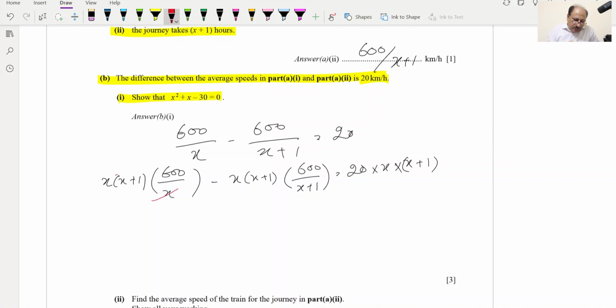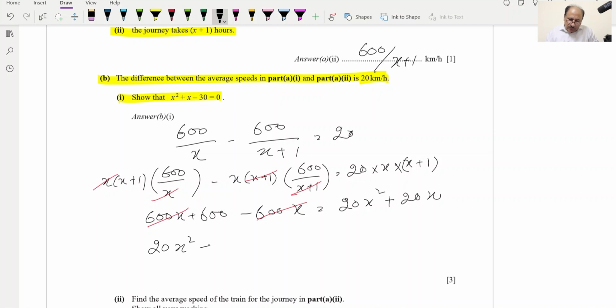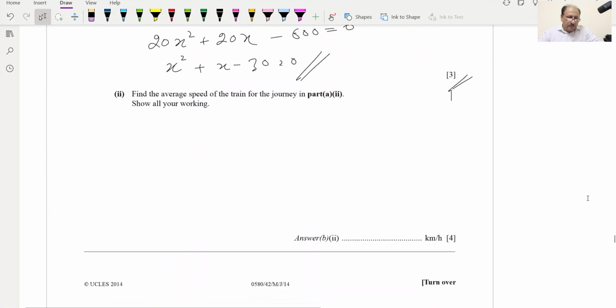So now we can cancel x with x, x plus 1 with x plus 1, and we will get this: 600 multiplied by x plus 1 will be 600x plus 600, and minus x multiplied by 600 will be minus 600x, and this will be equal to 20x multiplied by x will be 20x squared, and 20x multiplied by 1 will be plus 20x. Now we can cancel this 600x with minus 600x, and we can rewrite the equation 20x squared plus 20x, and 600 we can shift to other side, so it will be 600 minus 600 is equal to 0, and we can divide it by 20, so we'll get x squared plus x minus 30 is equal to 0, and this was the equation which we needed to prove. This was 3-mark question. Now find what?